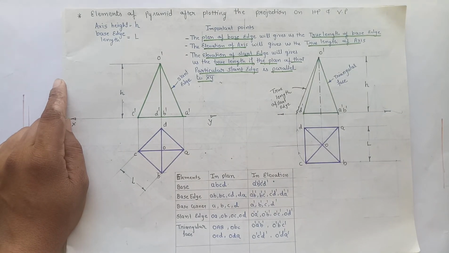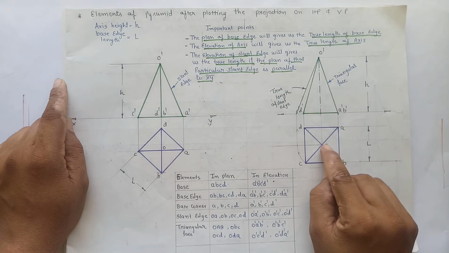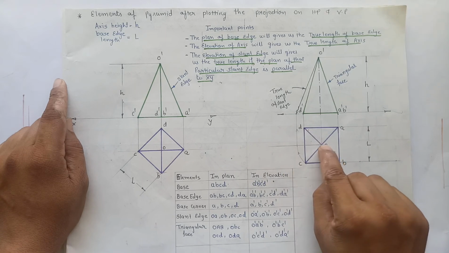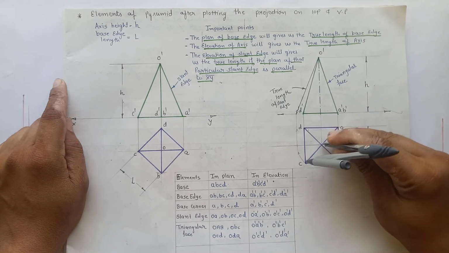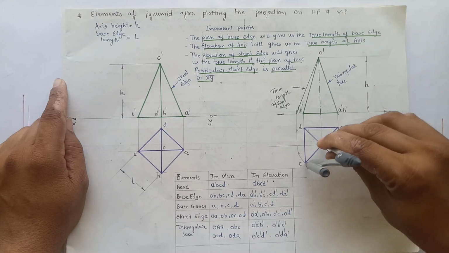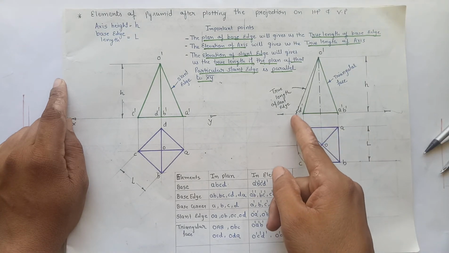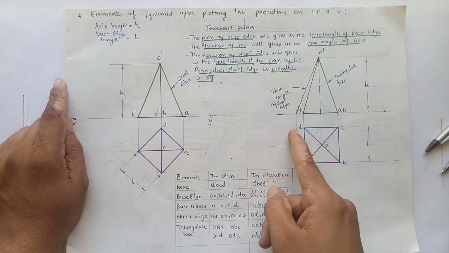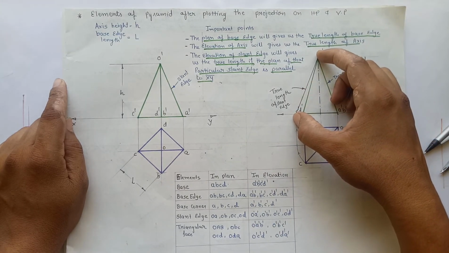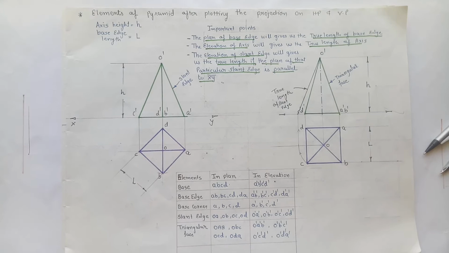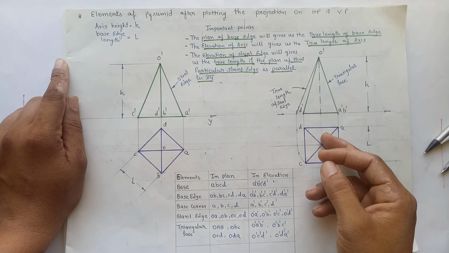For that we have to follow a procedure. If you want to find the true length of the slant edge in this case, we have to draw a line parallel to the XY line from the plan of the apex point. Now measure the plan of the slant edge, rotate it up to the line, and draw a line perpendicular to the XY line up to this point. Join this point to O dash. This length will be the true length of the slant edge. In this way we can find the true length of the slant edge in this case also.